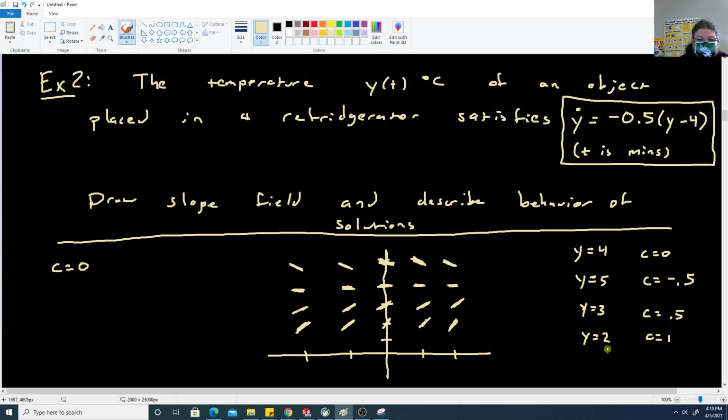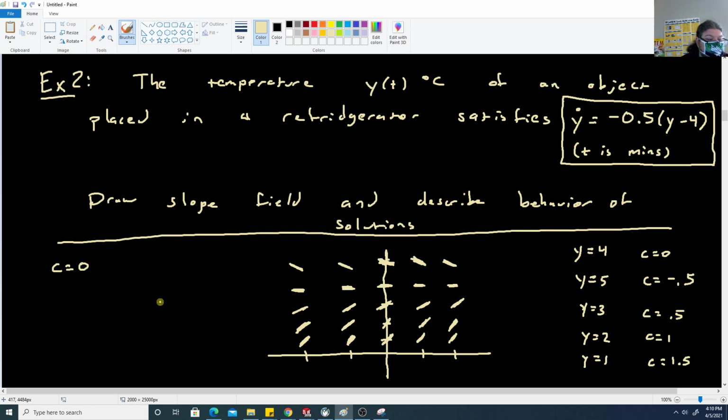And then we probably can guess at y equals 1. We put in here 1 minus 4 is negative 3. Negative 3 times negative 0.5 is positive 3 halves, which is 1.5. So that would be a little bit steeper yet. And so this is kind of what our slope field is going to look like. We could do more if we wanted to, but we can see this is what the slope field looks like.